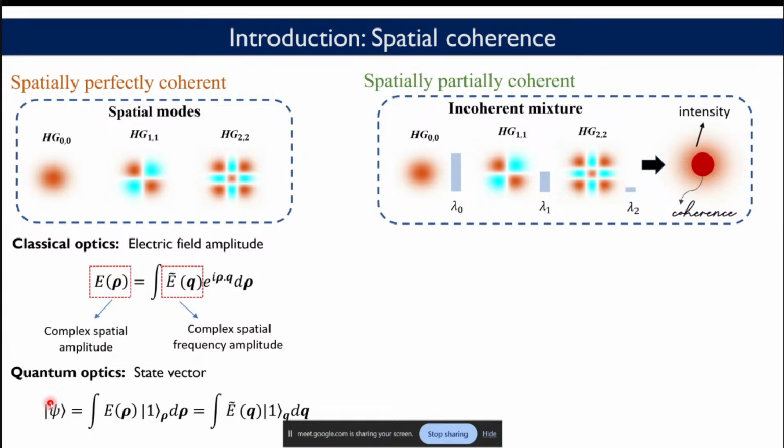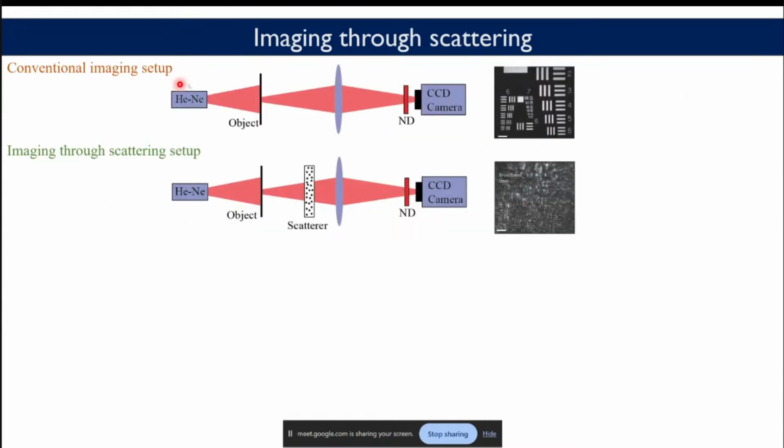Now, if we introduce some scattering or random environment in our setup, which is equivalent to, say, driving a car with fog and wanting to see some object through this fog, then we can see the image becomes pretty bad. We can't see it. So here we are using a source called a helium-neon laser, which is a perfectly coherent source. And you can see this becomes pretty bad.